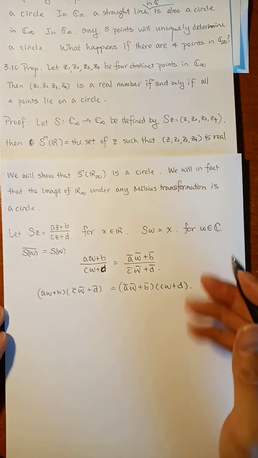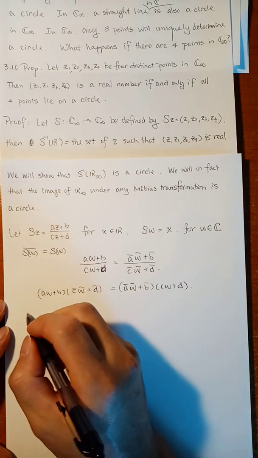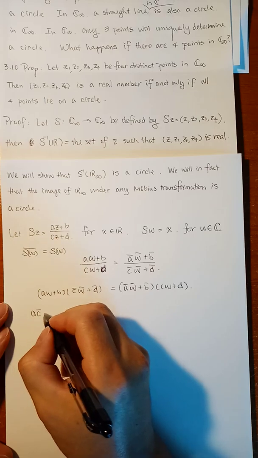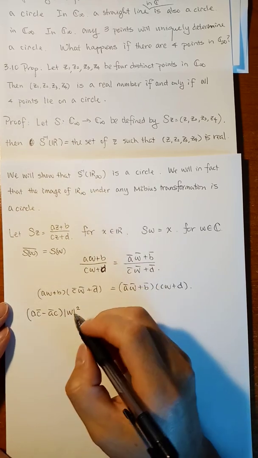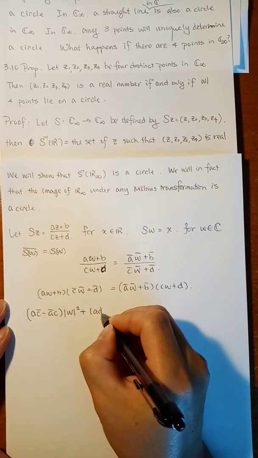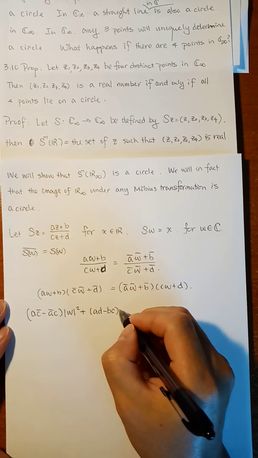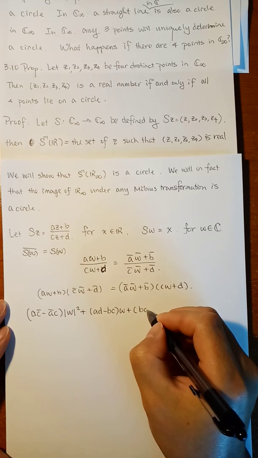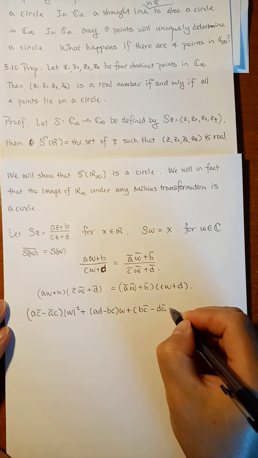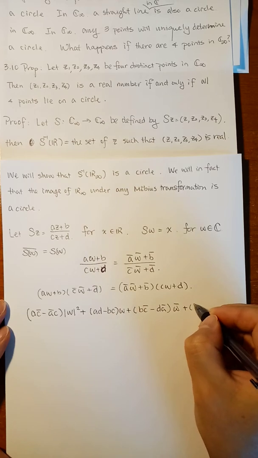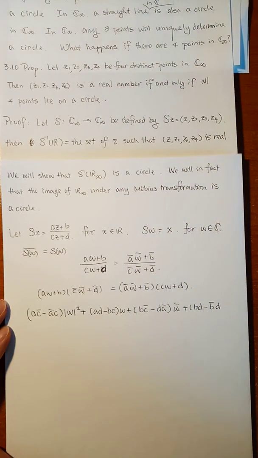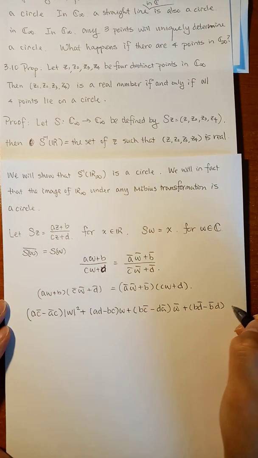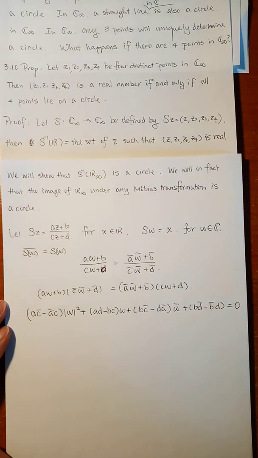And do the multiplication and move all the terms to one side, and we will get the following: (AC bar minus A bar C) times the norm of W squared, plus (AD bar minus B C bar) times W, plus (B C bar minus D A bar) times W bar, plus (BD bar minus B bar D), is equal to 0. Okay.